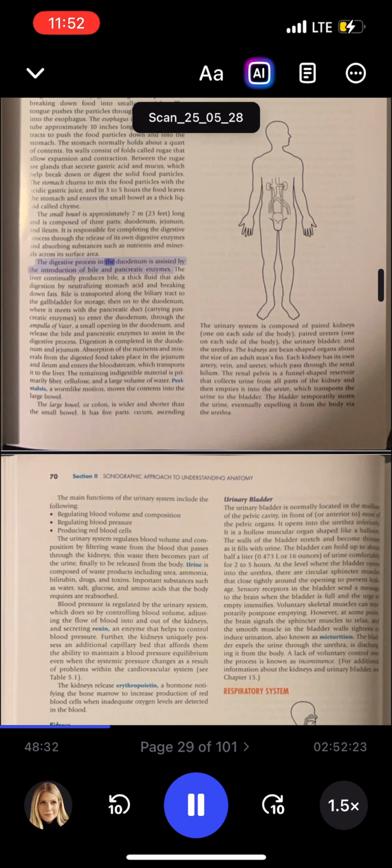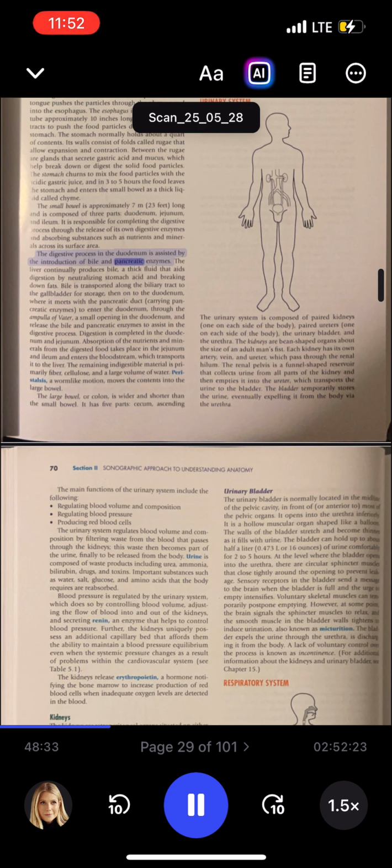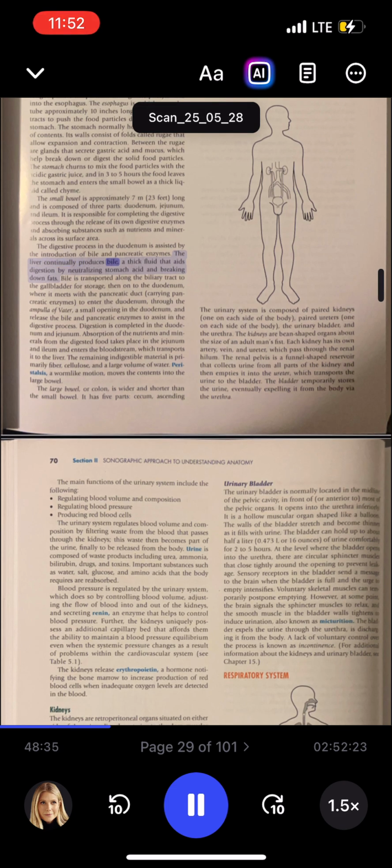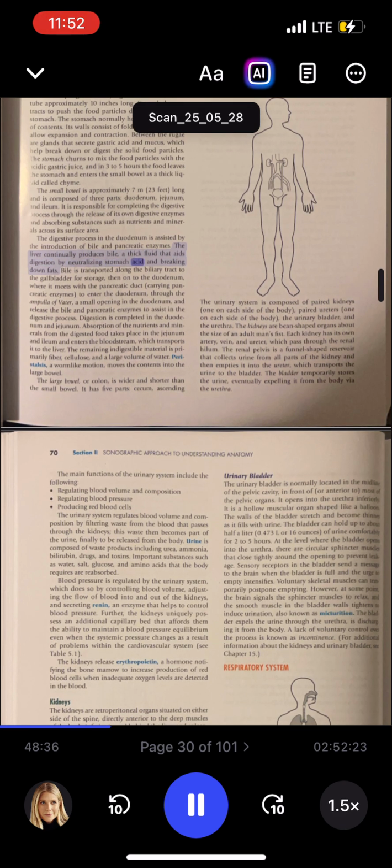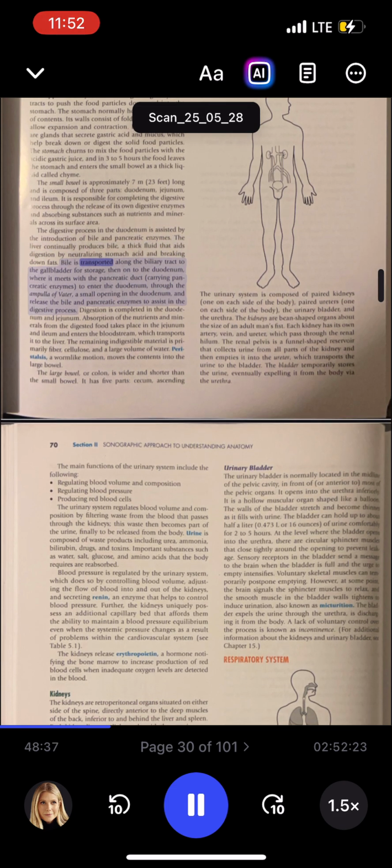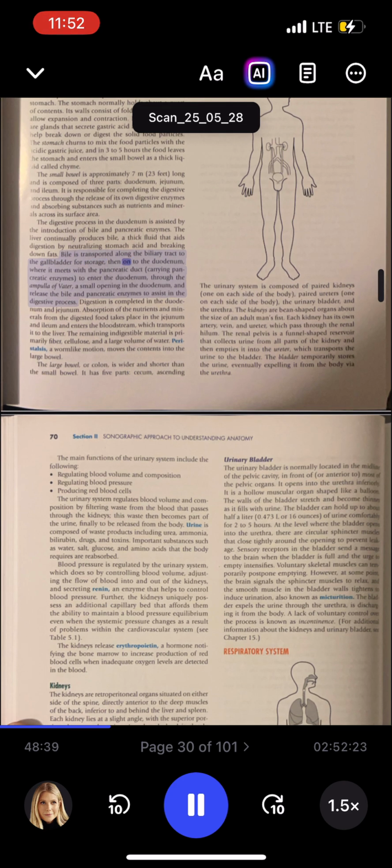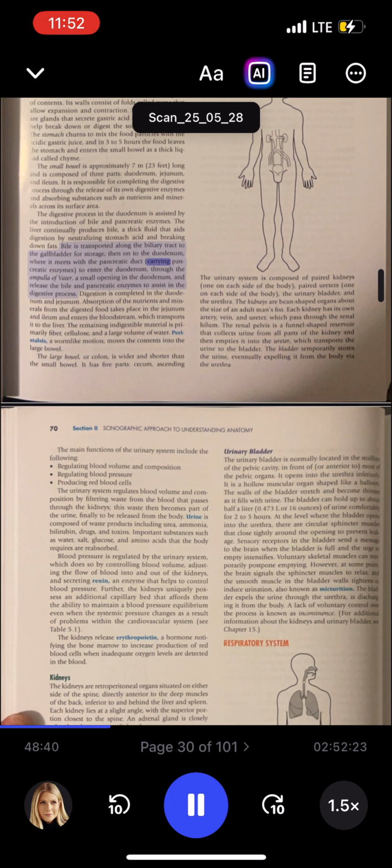The digestive process in the duodenum is assisted by the introduction of bile and pancreatic enzymes. The liver continually produces bile, a thick fluid that aids digestion by neutralizing stomach acid and breaking down fats. Bile is transported along the biliary tract to the gallbladder for storage, then on to the duodenum, where it meets with the pancreatic duct, carrying pancreatic enzymes.